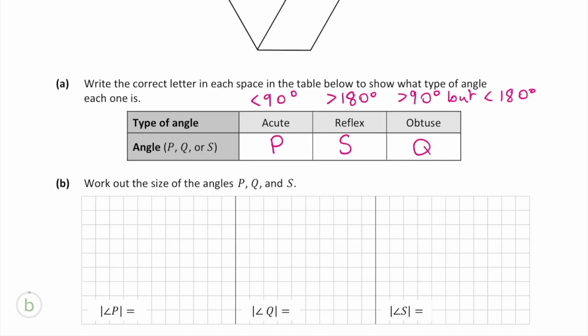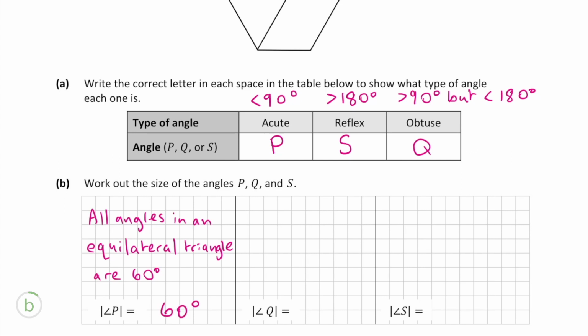Moving on to part B, we have to work out the size of the angles P, Q, and S. For the first angle P, I already mentioned that all angles in an equilateral triangle are 60 degrees, and therefore P is 60 degrees as well.